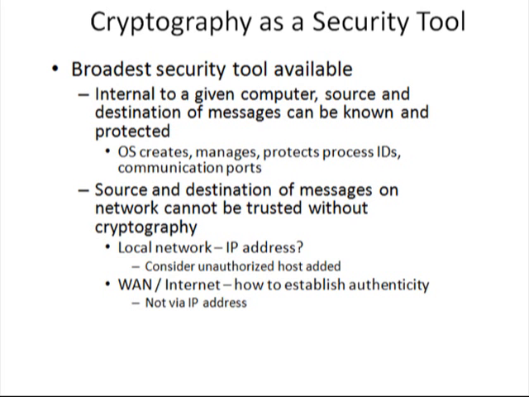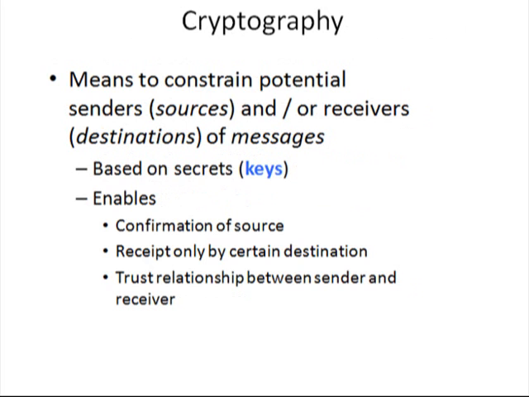A local network will generally have IP addresses. Consider an unauthorized host being added. How can it be prevented from happening? On a wireless wide area network or the internet, how do we establish authenticity in this scenario? It cannot be done via IP address. So cryptography is an essential tool used to provide security in systems. It is a means to constrain potential senders, that is sources, and or receivers, which are destinations of messages.